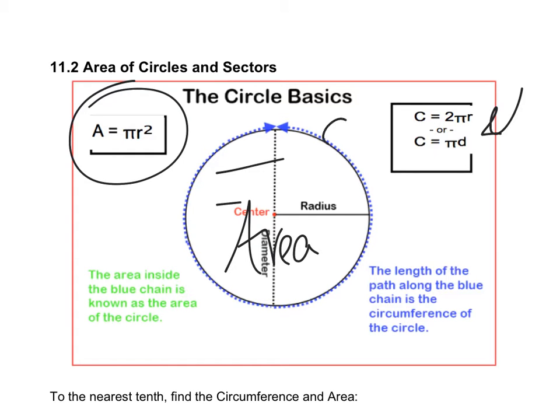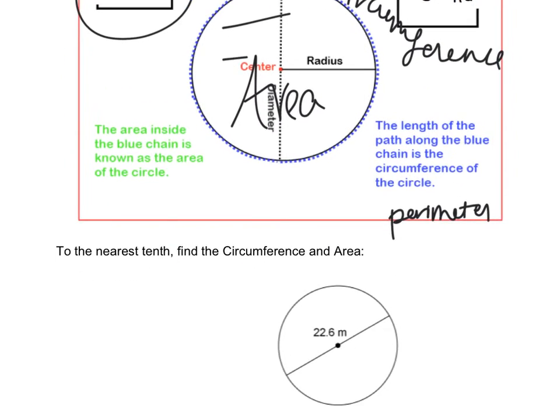Outside is our circumference. And circumference is a fancy way of saying perimeter. The reason why we say circumference is because circles don't really have side lengths. It's just an object that we can measure around. All right, so these are formulas that you have to memorize.